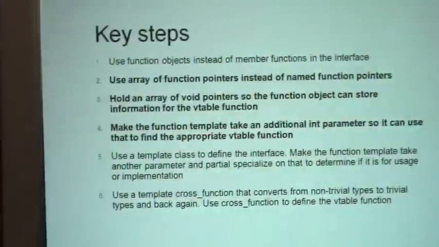So we use an array of function pointers instead of named function pointers. We hold an array of void pointers so the function object can store the information for the vtable function. We make the function template take an additional integer parameter so it can use that to find the appropriate vtable function.